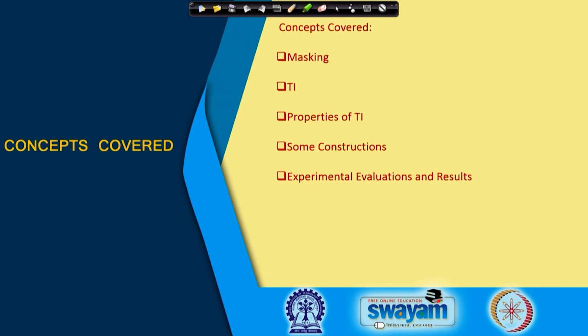And then we shall be discussing some pitfalls of masking, and that will lead us to the introduction of a technique called TI, an abbreviation of threshold implementation. We shall look into some of the properties of TI and also see some possible constructions, and we will finally conclude with some experimental evaluations and results on a specific case study.